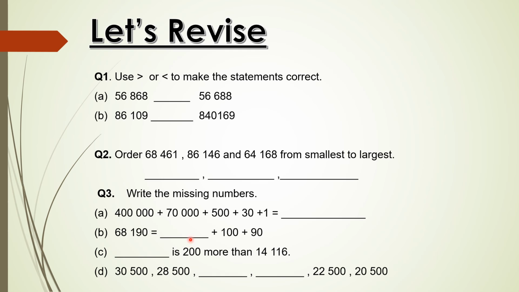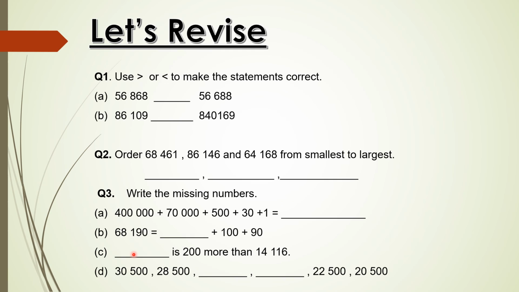What would come here? If I break this number into the separate values, you see 0 would have no value, 9 is in the tens place, so 90, 1 is in the hundreds place, so 100, and we have only one blank here. So what am I going to add here? I have added 0 has no value, 9 is 90, 1 is 100, and we have only one blank here, so this entire thing would be 68,000.